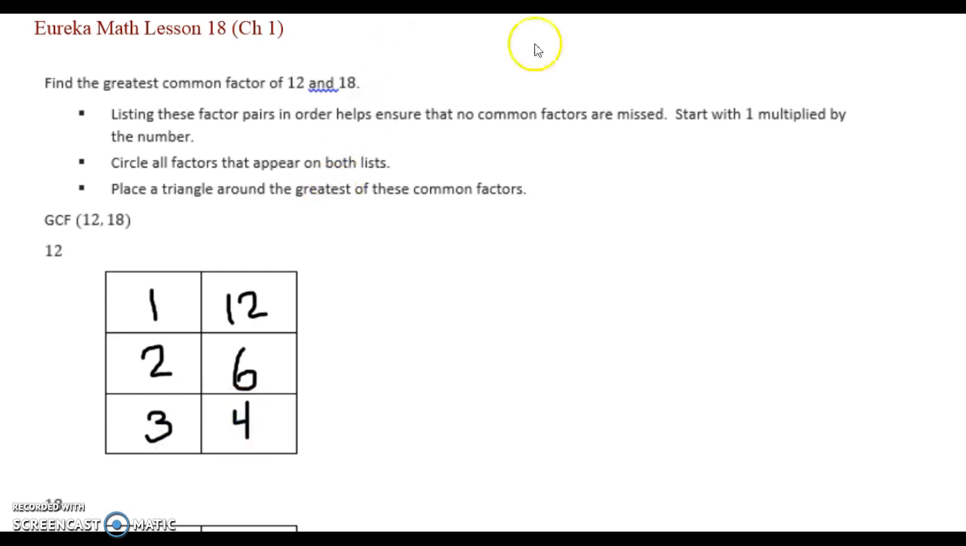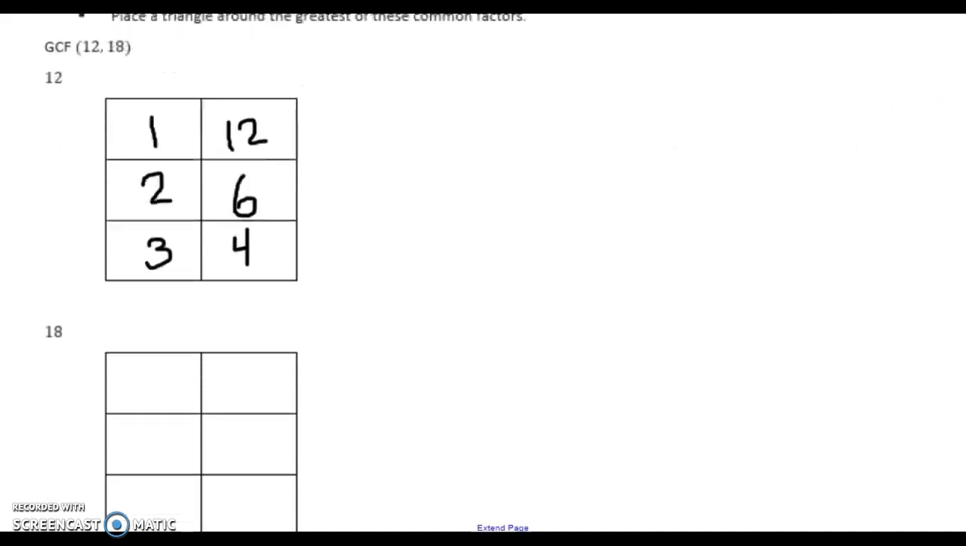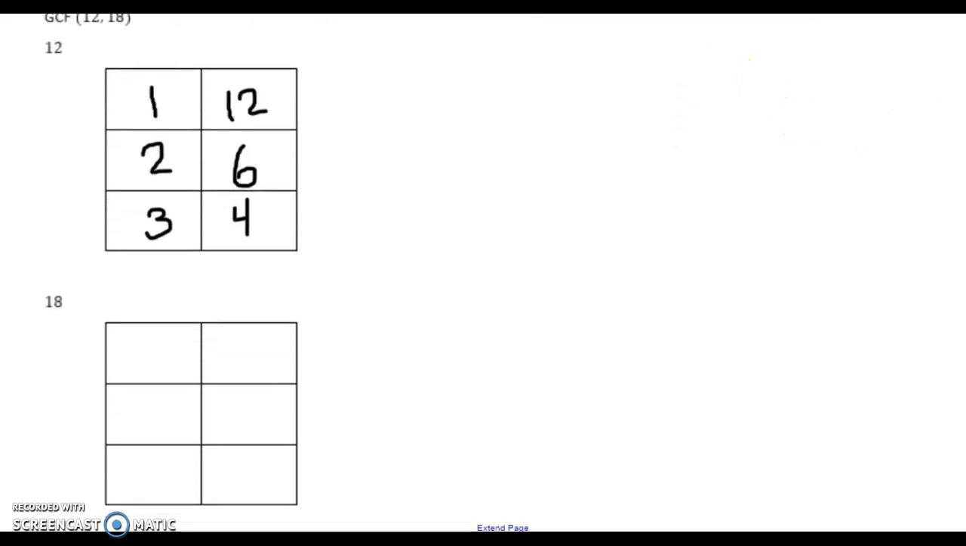So now we have all the factors for 12, and we're going to move on to listing out our factors for 18. So I'm going to start with 1, and then 1 times 18 equals 18. And then I'm going to move on to 2, and 2 times 9 equals 18. And then I'm going to move on to 3, and 3 times 6 equals 18. Now between 3 and 6 I have 4 and 5, so I'm going to ask myself, can 4 times anything equal 18? And it can't. And then can 5 times anything equal 18? And it can't. So I now know that I have all the factors.